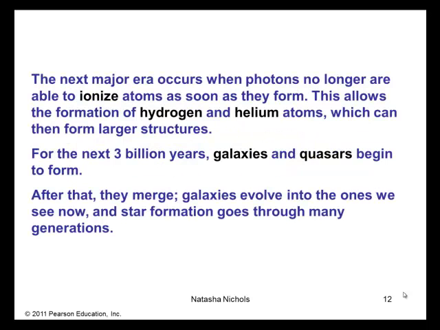The next major era occurs when photons no longer are able to ionize atoms as soon as they form. This allows the formation of hydrogen and helium atoms, which can then form larger structures. For the next 3 billion years, galaxies and quasars begin to form. After that, they start to merge. Galaxies evolve into the ones we see now, and star formation goes through many generations.